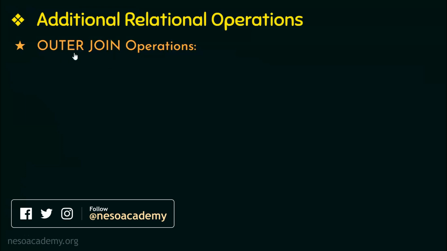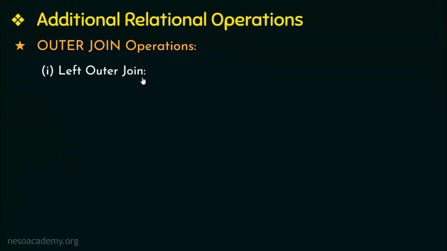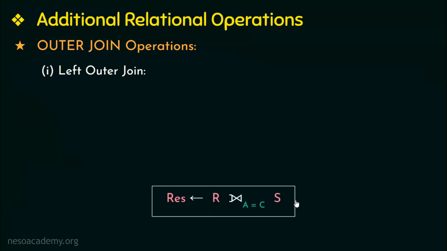Now there are three types of outer join operations. The first is the left outer join. The left outer join operation keeps all the tuples from the left relation and only the matched tuples from the relation on the right. This is an example query for left outer join, and left outer join is represented using this symbol. This is the same symbol that we use for inner join, just that for left outer join we have two lines protruding on the left side of the symbol.